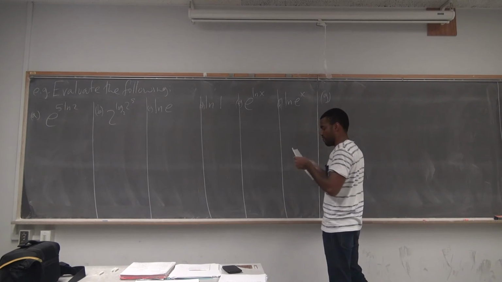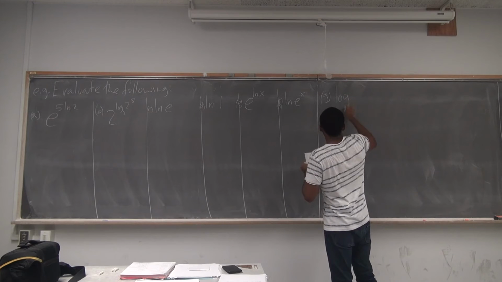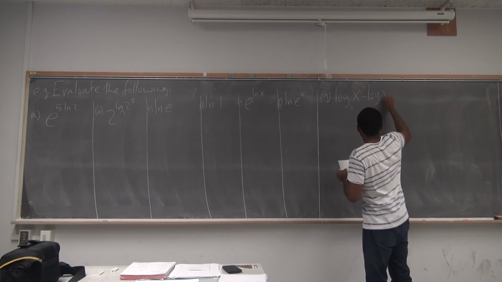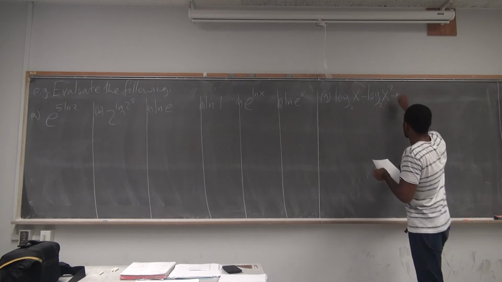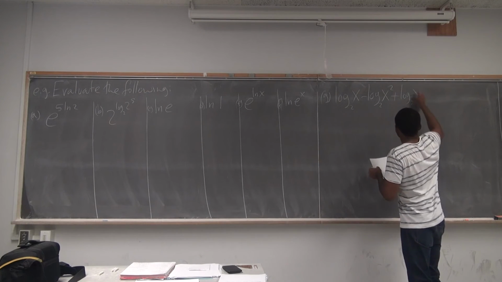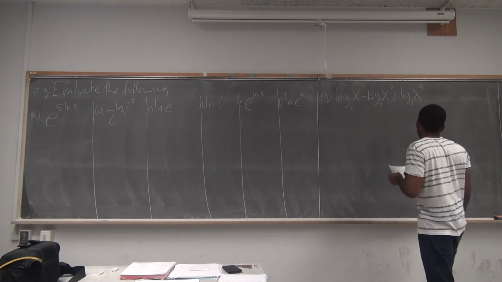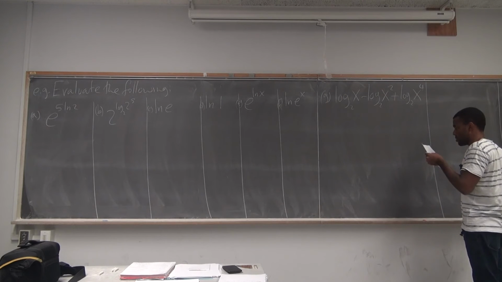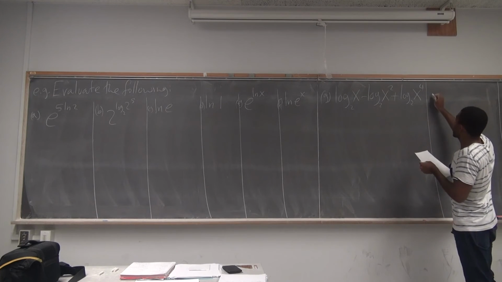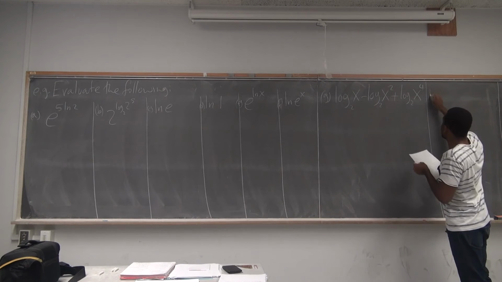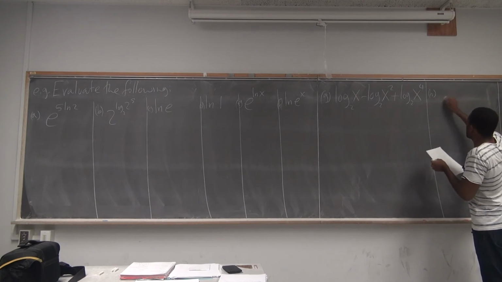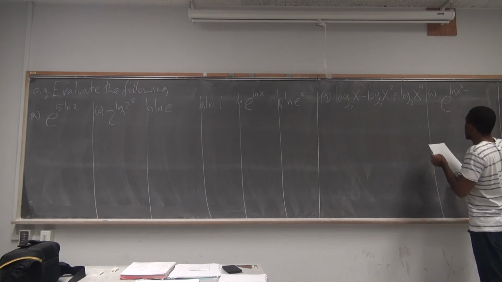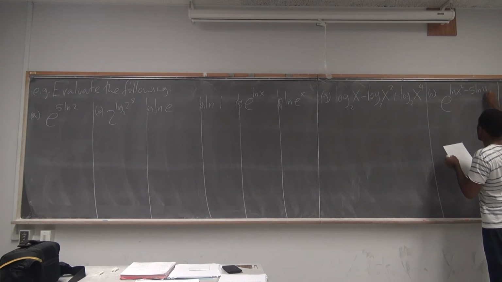G. log to the base 2 of x minus log to the base 2 of x squared plus log to the base 2 of x to the 4th. H. e to the ln of x squared minus 5 ln y.